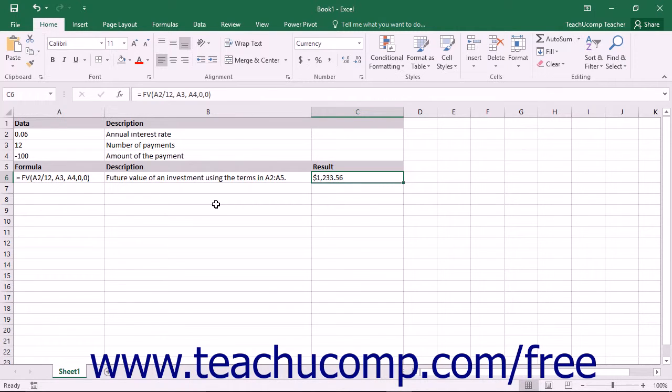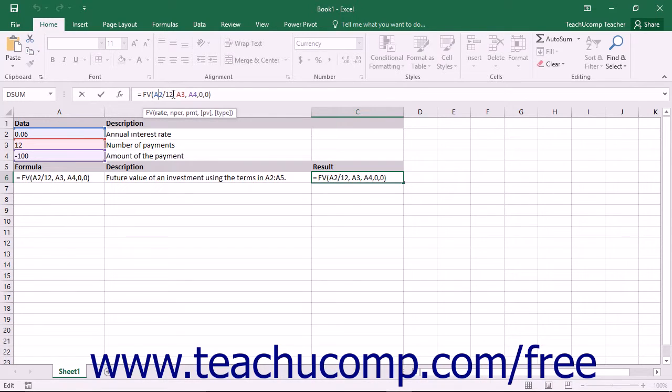$1,233.56. This function can be useful in determining the future value within an interest-bearing account, such as an IOLTA account, for example. Let's examine the syntax of the FV function and the arguments that the function uses. The formula syntax is equals FV, open parenthesis, then the rate argument, then a comma, then the number of payments argument, then a comma, then the payment argument, then a comma, then the optional present value argument, and then a comma, and then the optional type argument, and then a closed parenthesis.